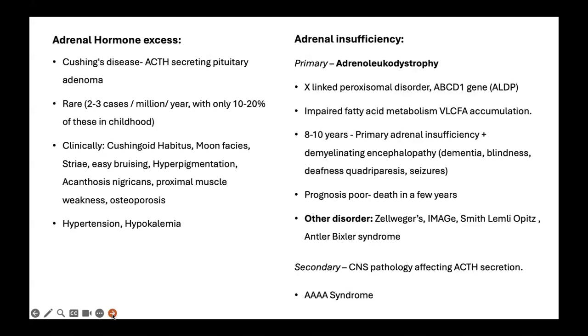Generally, these children who have Cushing's disease present with weight gain or obesity, a Cushingoid habitus, moon facies, and ACTH excess signs such as hyperpigmentation, catabolic signs of striae, easy bruising, and proximal muscle weakness, and the effect of steroid excess on the bones, causing secondary osteoporosis. They also have hypertension on examination, and lab can reveal hypokalemia in some cases.